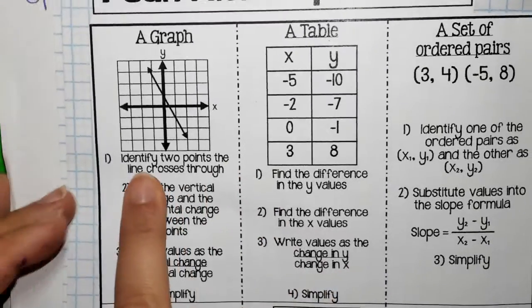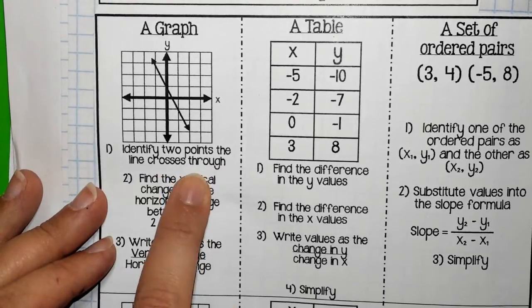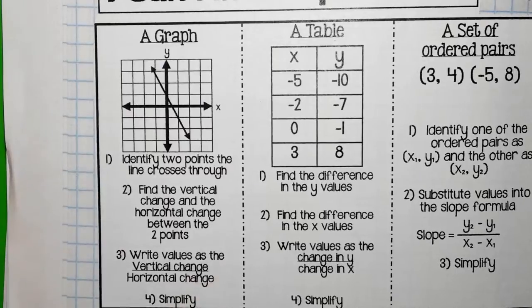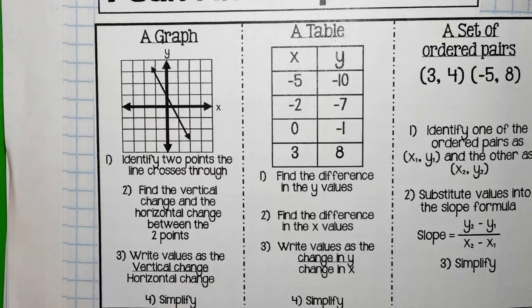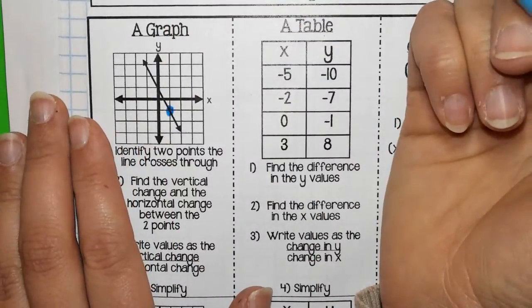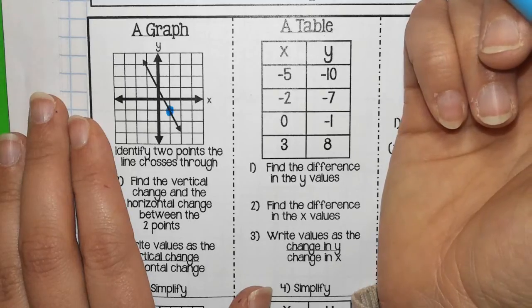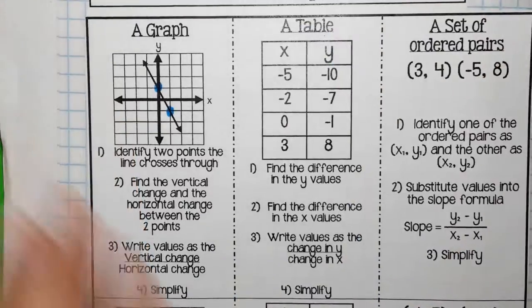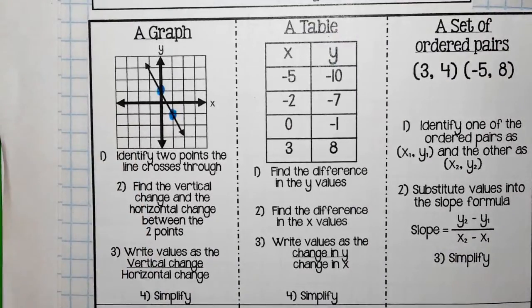All right, so on a graph, it said identify 2 points where the line crosses through. So, what is one point where this line crosses through? Who can tell me? Negative 1, positive 1. One more. 1, negative 1. And then what's the other one? 0, 1. All right, so Sarah and Austin, both of you take a point.